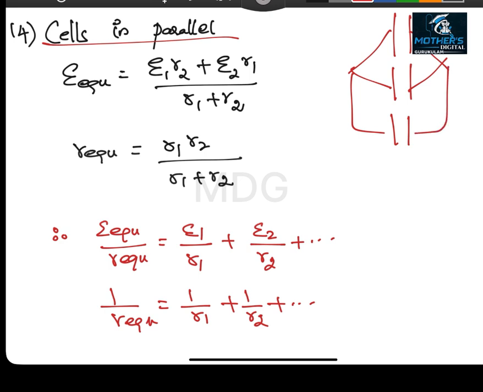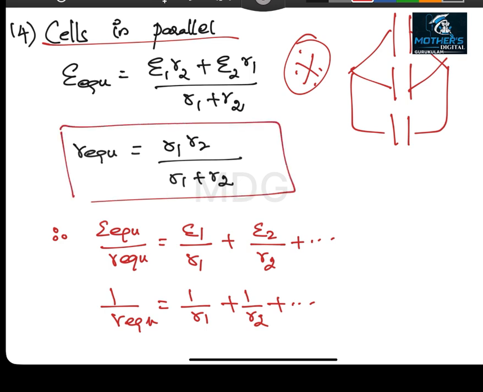epsilon EQ equal to (epsilon 1 r2 plus epsilon 2 r1) divided by (r1 plus r2). This is an important derivation. Make sure you understand the derivation well. If you have any doubt, comment in the comment section. We'll discuss. r EQ will be equal to r1 r2 divided by (r1 plus r2).